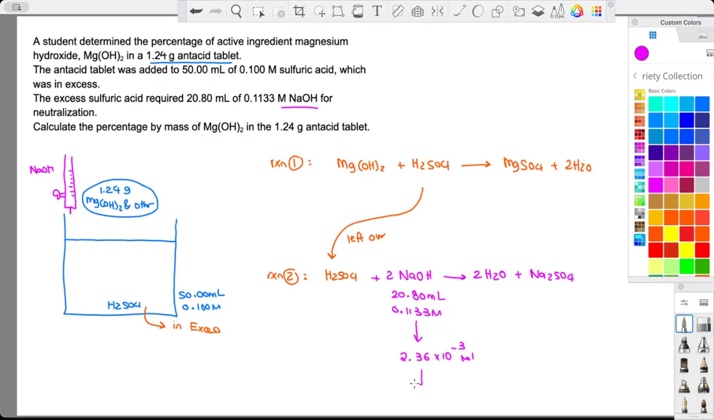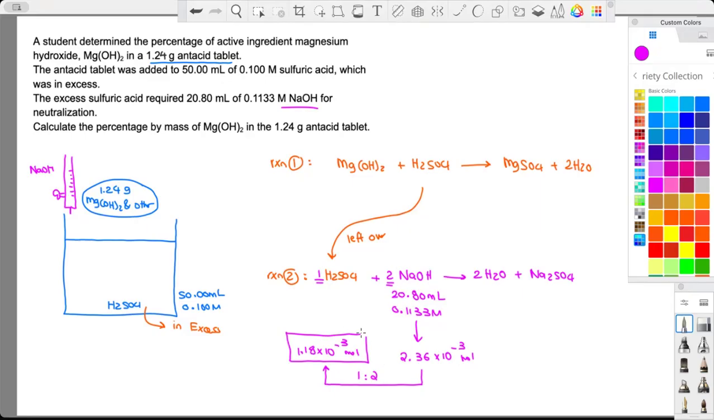After that, we can do the stoichiometry using the balanced equation between them and seeing the ratios between the moles. So we see there's a 2-to-1 ratio between the moles of both of them. So this way we can find the number of moles of H2SO4, which is essentially dividing the number of moles of NaOH by 2. So that would give us 1.18 times 10 to the negative 3 moles of H2SO4.